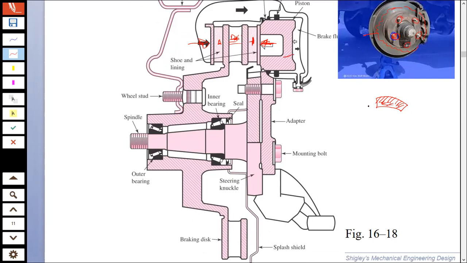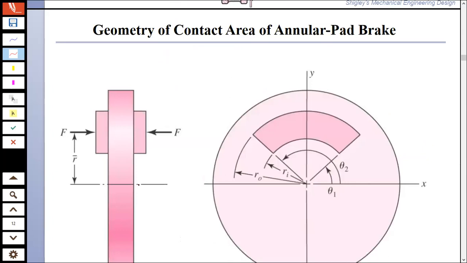What we are going to do in this case is we are going to find the actuating force. We are also going to find the torque transmitted. ठीक है जी, yeah, the torque. And we are going to use both models, the uniform wear model and the uniform pressure model. ठीक है जी. So the uniform wear model and the uniform pressure model.